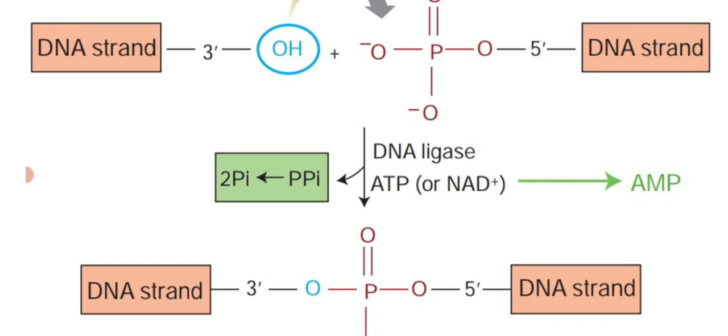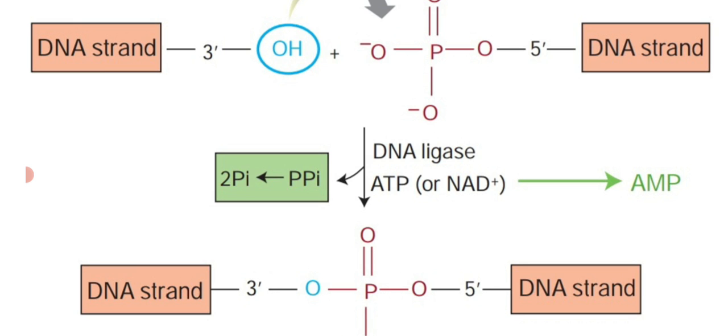Now they are producing adenosine monophosphate, because ATP contains 3 phosphate molecules. From that, the DNA ligase utilizes 2 inorganic phosphates. So that's why ATP is converted into AMP, that is adenosine monophosphate. Why is ATP converted into AMP? They need certain energy. So it takes energy from the ATP molecule by taking 2 inorganic phosphates.